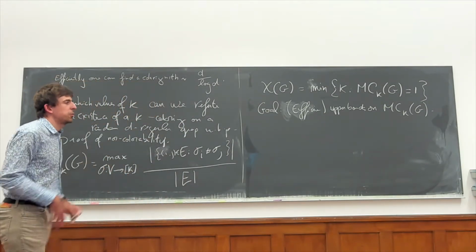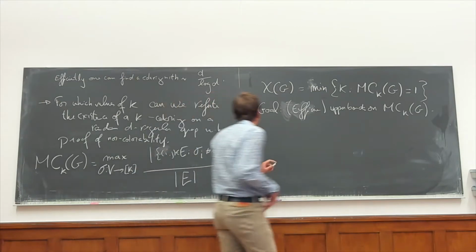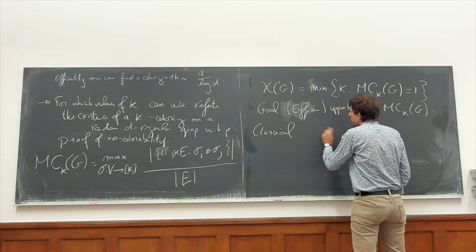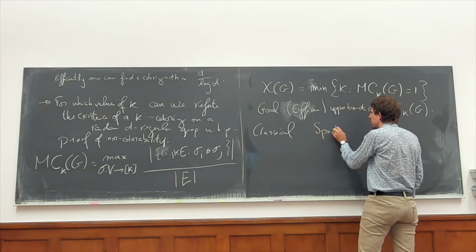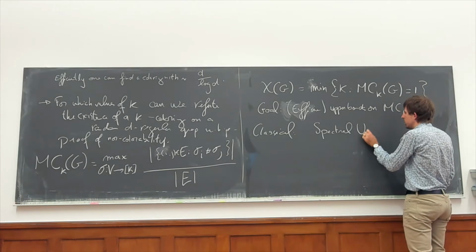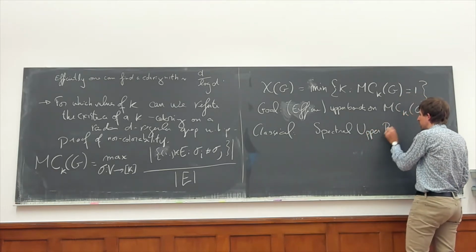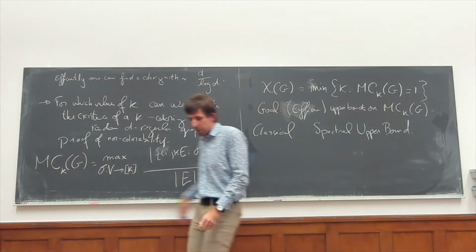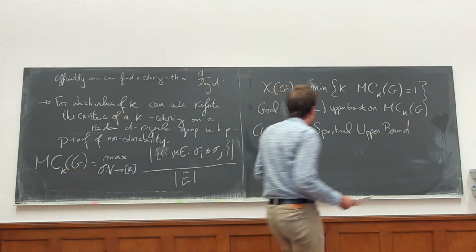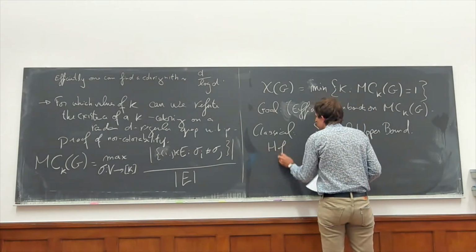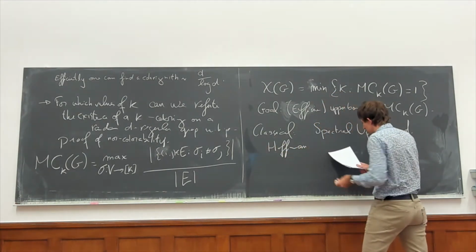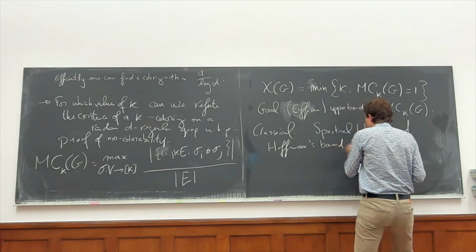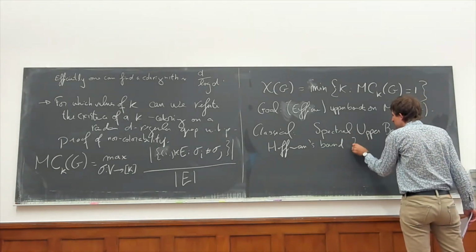Okay, so a classical one, of course, is to take a spectral upper bound. This is the most classical. I will not derive it here, but this goes back to the 70s, to the work of Hoffman. This is sometimes known as the Hoffman bound, but it would take me 10 minutes to derive. So, Hoffman's bound from the 70s.